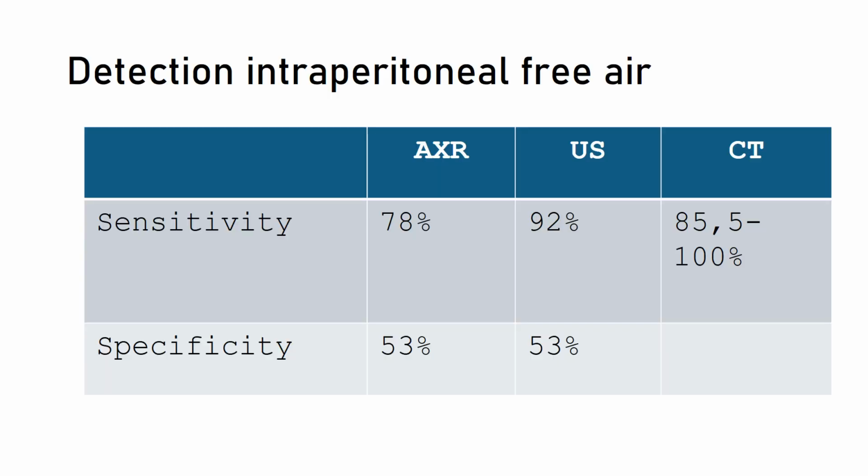So compared to abdominal X-ray, ultrasound does quite well. It has a sensitivity of at least about 92% compared to a poor 78% for the abdominal X-ray. Specificity remains quite low, but same for abdominal X-ray, of course. So POCUS for intraperitoneal free air is, as a lot of POCUS, a good rule-in. Of course, CT scan remains the gold standard.